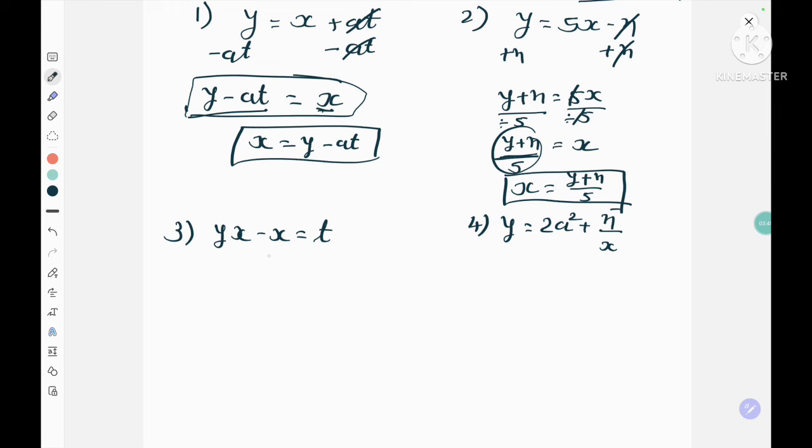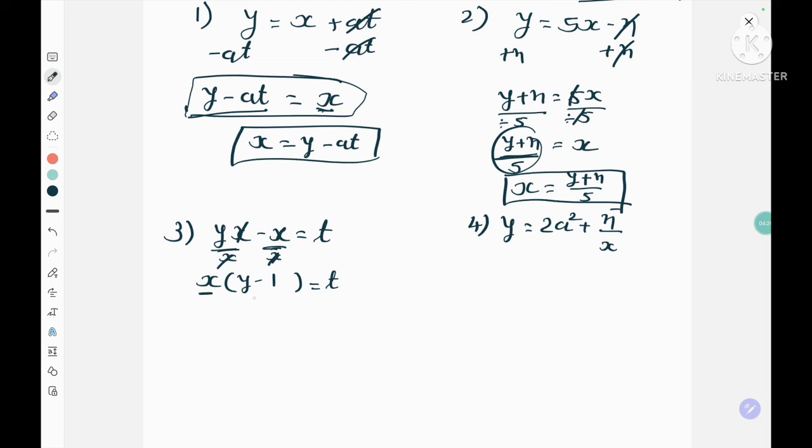It says yx minus x equals t. So you might have a question: here there is 2x, which x do we make the subject? So what we are going to do is factorize it, which means we take out the common x from both terms. I will take out the x from both terms, and whatever is leftover I am going to write in a bracket. So I take the x outside of the bracket, dividing by x on both sides. So here y minus, and x cancels down, then it remains 1, equals t.